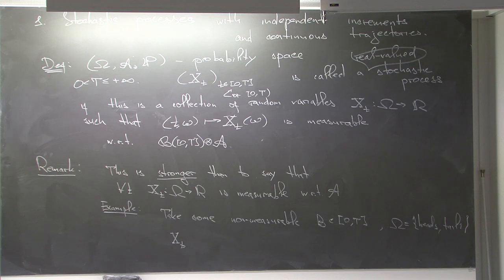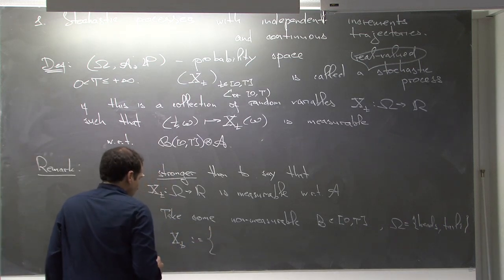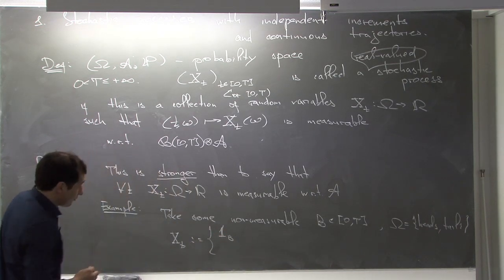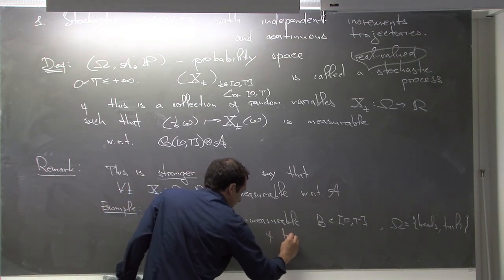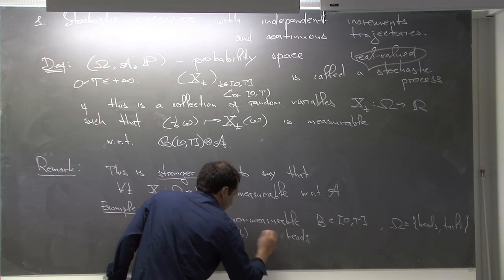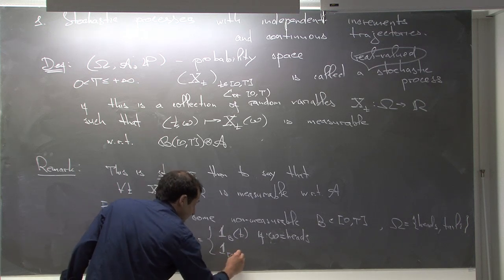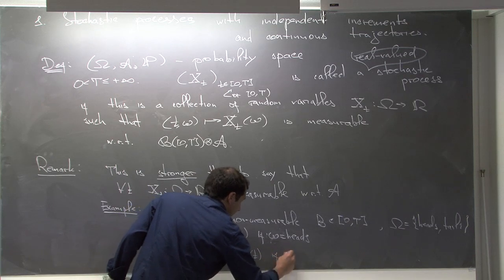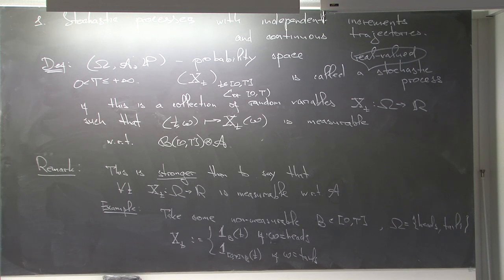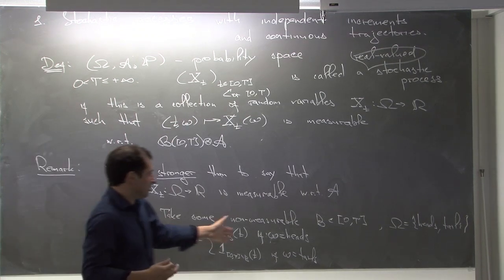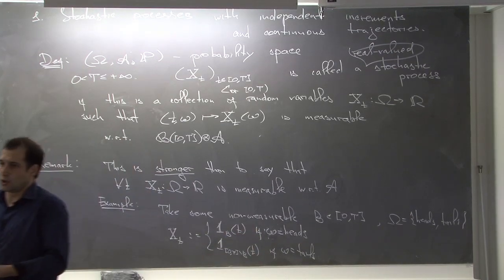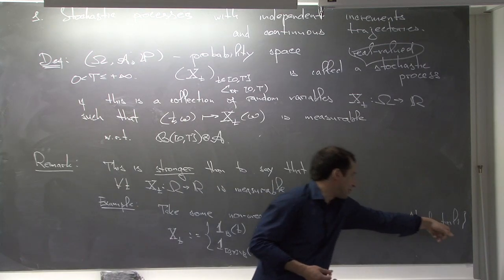Then you flip this coin and assign the indicator function of B if omega is heads, and the indicator function of the complement if it's tails. So the process is very ridiculous. This function is either one on a given deterministic set and zero outside of this set, or the other way around. Clearly, for any given time, this is a function from a set of cardinality 2 to 0, 1.